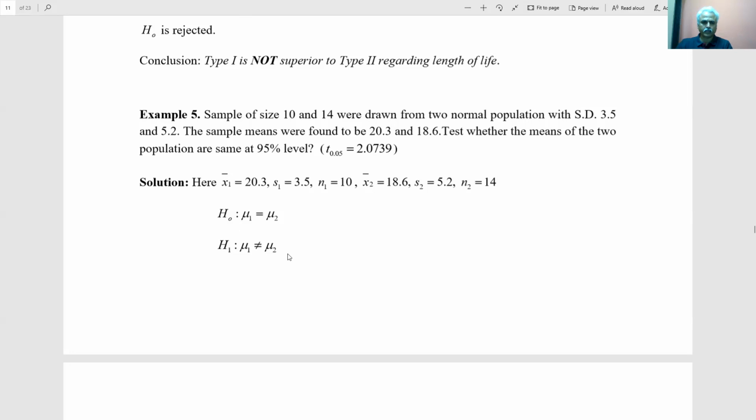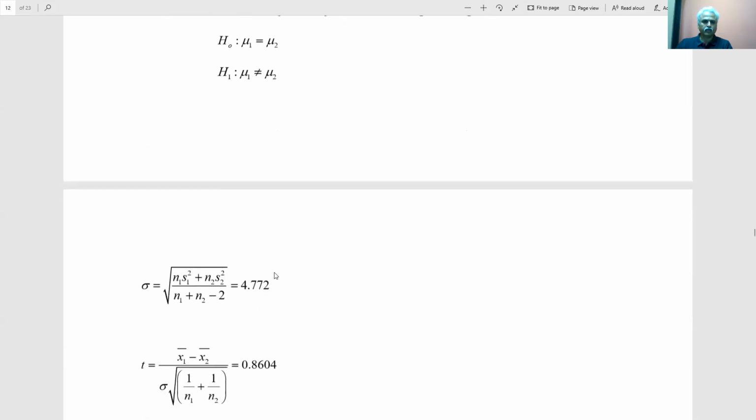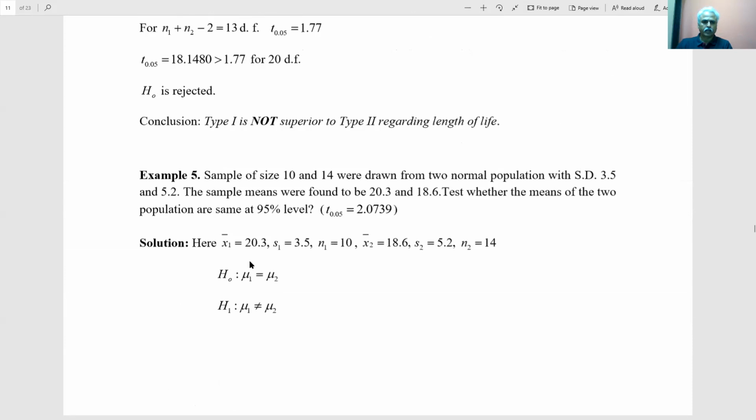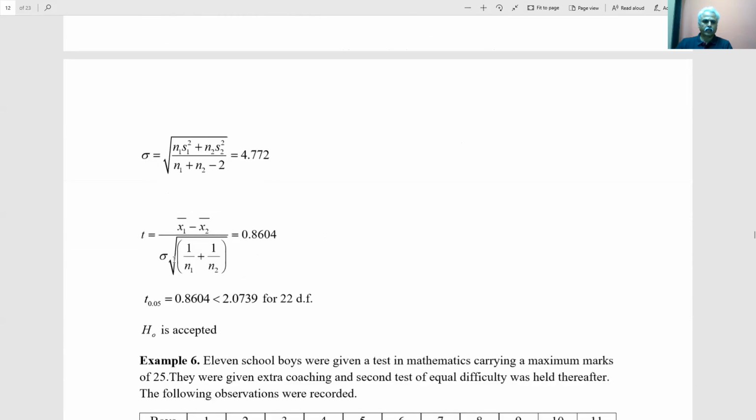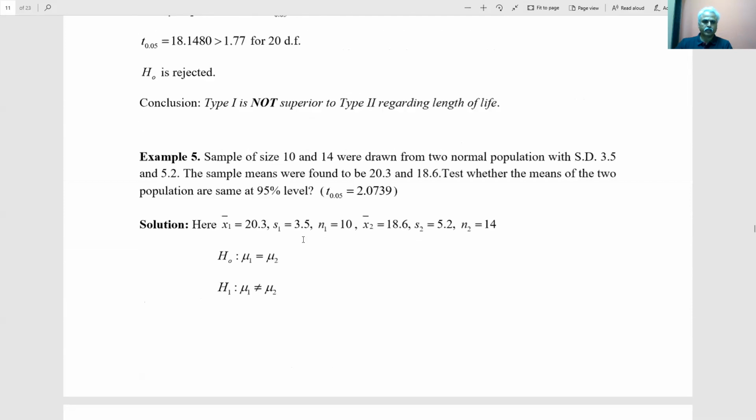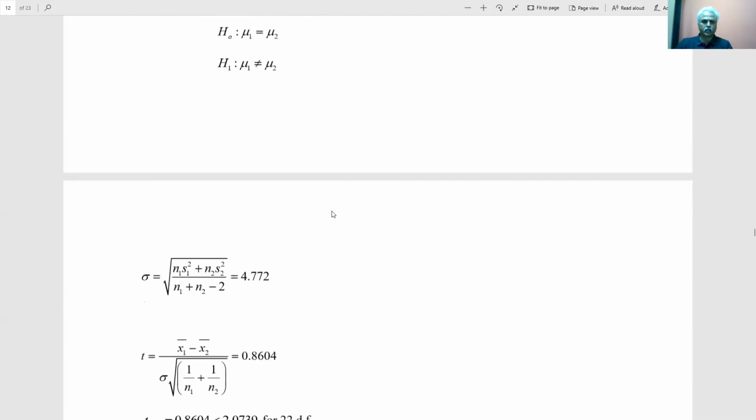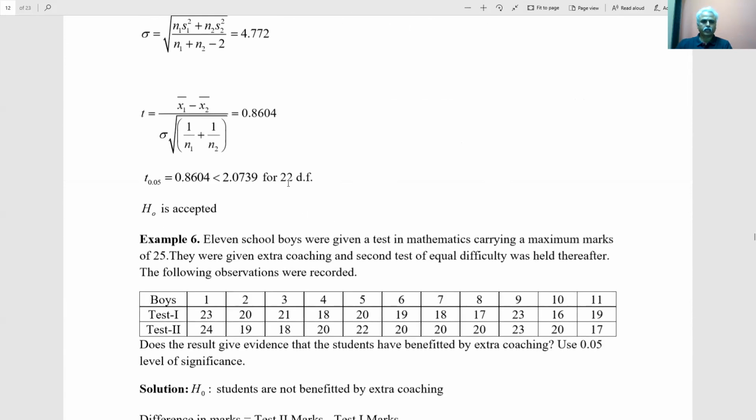For that, very similarly to the previous example, first find the common standard deviation by taking n1 s1 square plus n2 s2 square divided by n1 plus n2 minus 2, and t is x1 bar minus x2 bar divided by this quantity, 0.86. So what is the degrees of freedom? 10 plus 14 is 24, minus 2, that is 22 degrees of freedom. Calculated t is less than the table value for 22 degrees of freedom, which is 2.0739. Then the hypothesis is accepted. Both behave the same; though they belong to different populations, the samples behave the same.